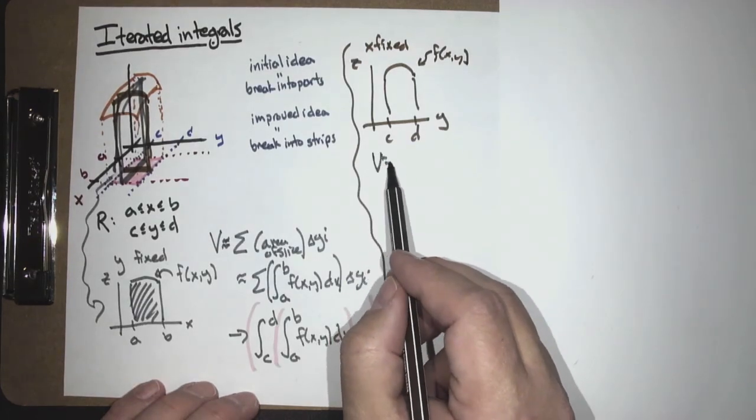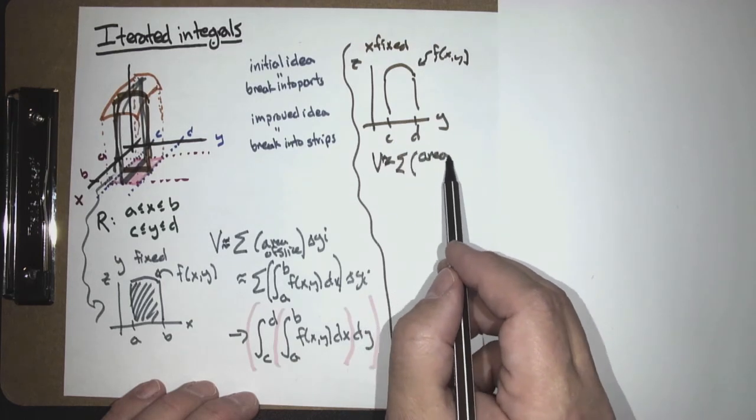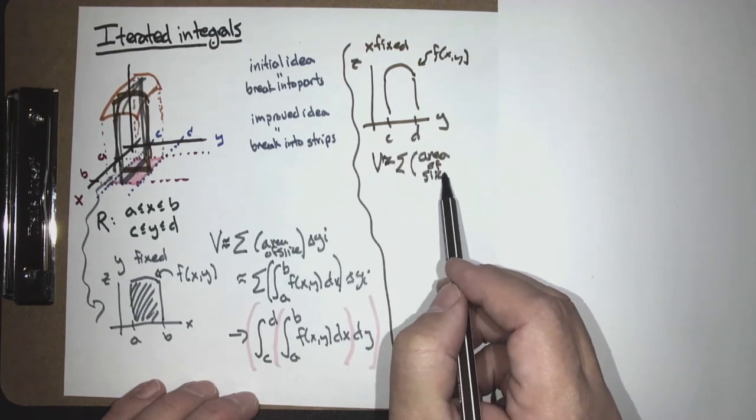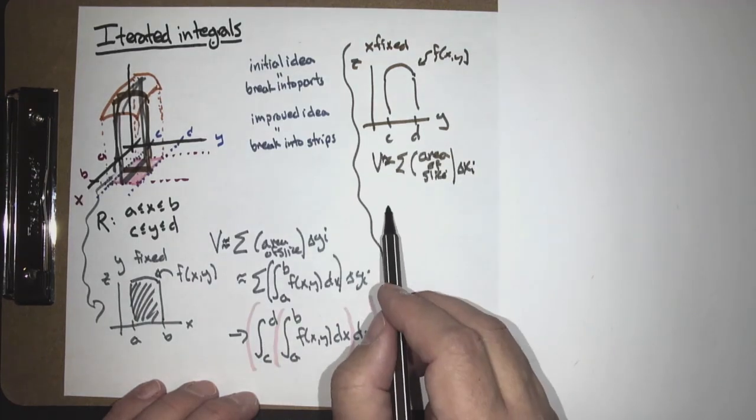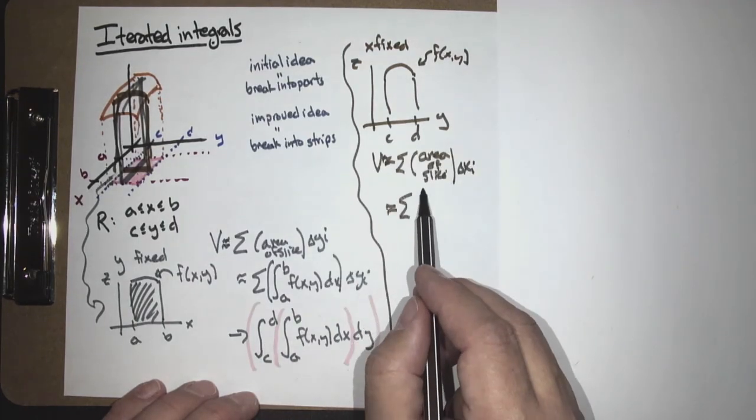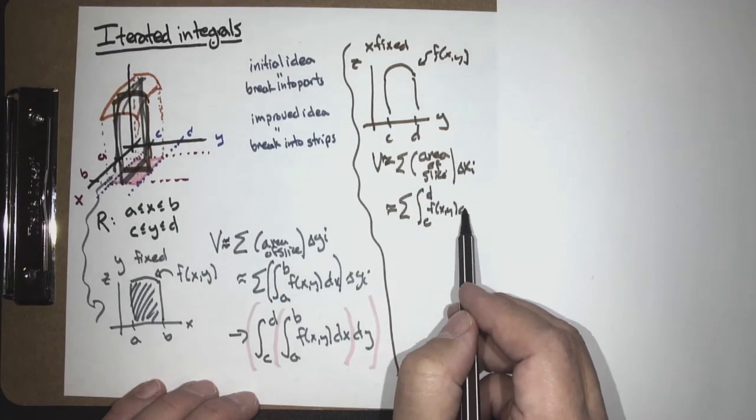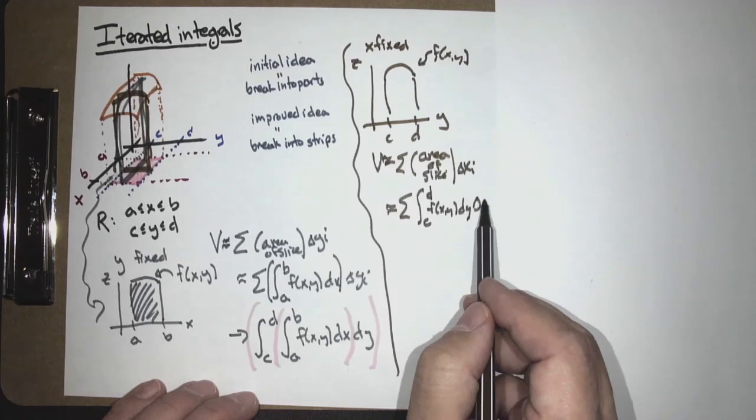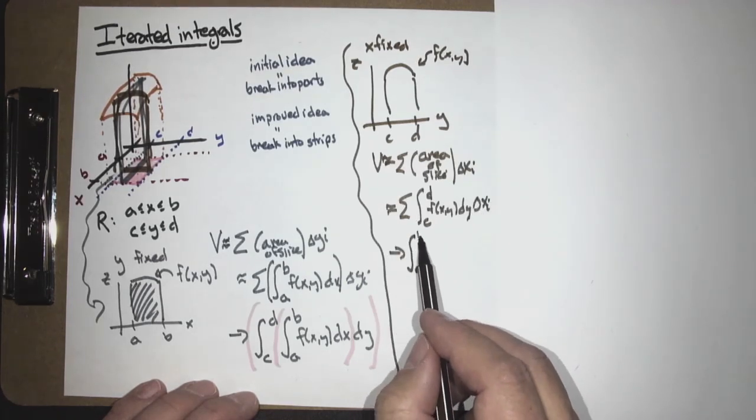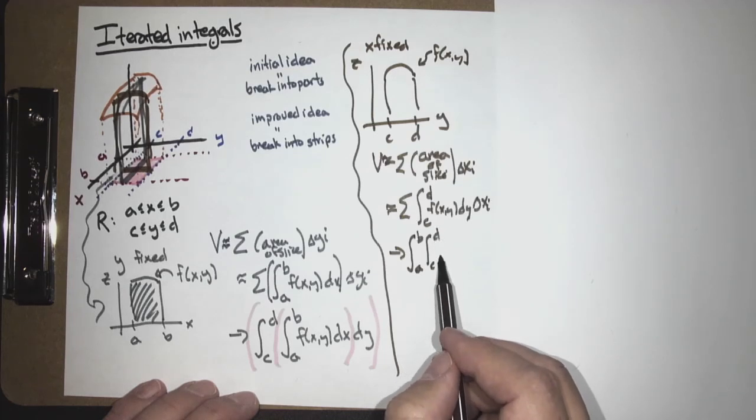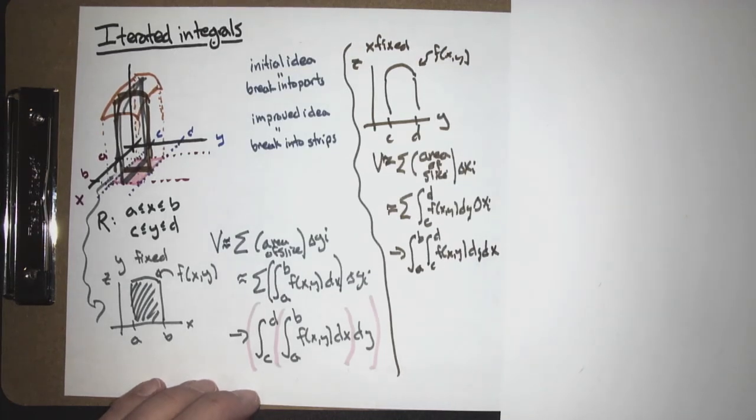So we say the volume is approximately the sum of the area of the slice times the width of the slice, that's delta x_i. But we know how to find this area. It's the integral from c up to d of f of x y dy. And so this becomes the integral from a to b, integral from c to d, of f of x y dy dx.